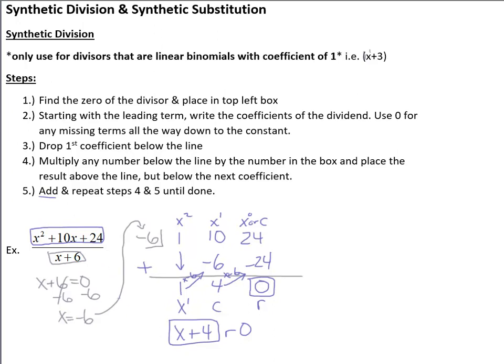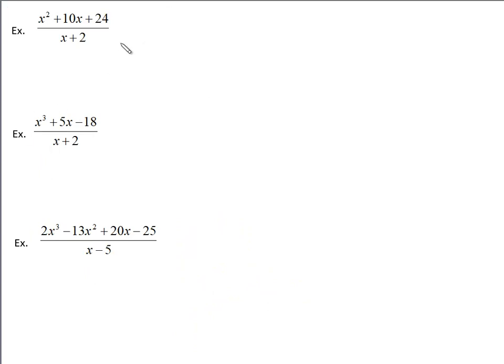Okay, so let's check this out again. Let's do a couple more examples. We're going to follow those steps. So the first thing I need is the 0 of my divisor. So if I set this equal to 0, we're going to end up needing -2 is what's going to go in my box. Okay, so -2 is the 0 of my divisor. That's what goes in the box.